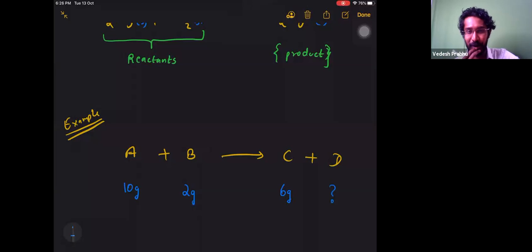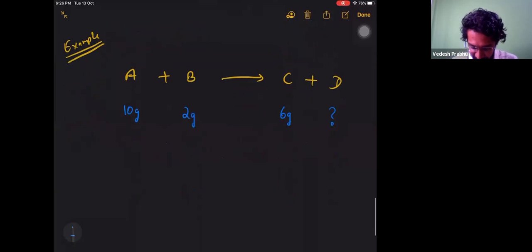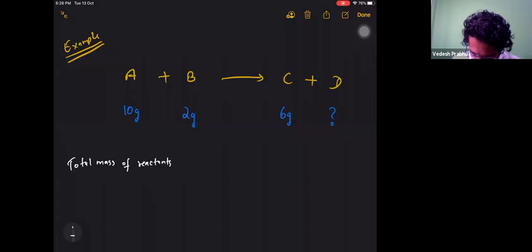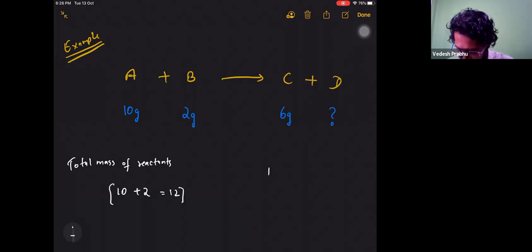Very nice, all of you are telling me the correct answer. This is only your law of conservation of mass. The total mass of reactants is 10 plus 2, so that is 12 grams. What is the total mass of products? It is nothing but 6 plus x.